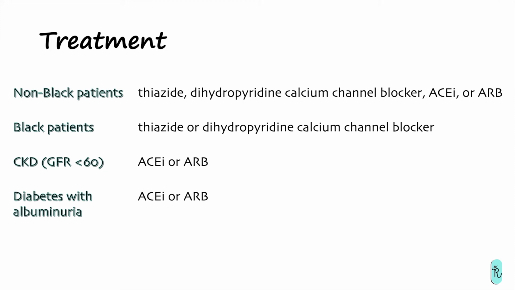In patients with chronic kidney disease, indicated by a GFR less than 60, regardless of race, an ACE inhibitor or an ARB is preferred. Similarly, in patients with diabetes with albuminuria, or presence of albumin in the urine, an ACE inhibitor or an ARB is preferred, again, regardless of race.